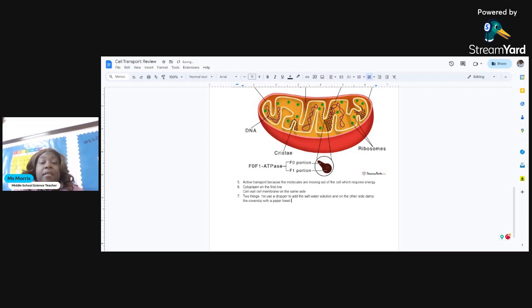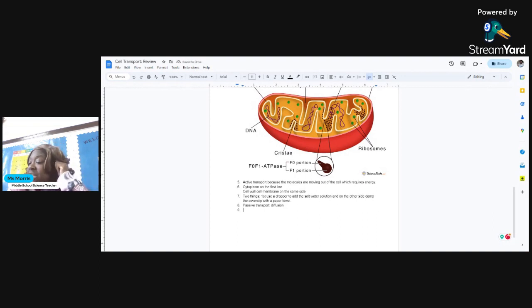All right, 8. Okay, 8, I'm going to read the question. Identify the process that will most likely be responsible for the movement of glucose from inside the artificial cell to the solution outside of the cell. And that is going to be passive transport. And that is going to be diffusion. You can rewrite both of them down.